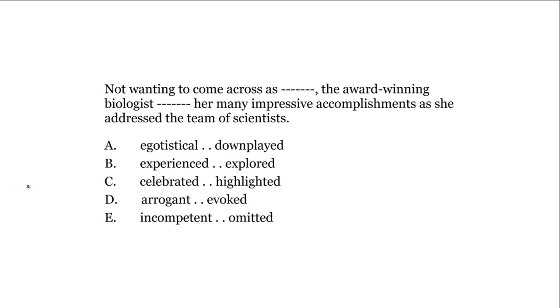Step 1, read the sentence. Not wanting to come across as blank, the award-winning biologist blank her many impressive accomplishments as she addressed the team of scientists. Step 2, underline context clues. Not wanting to come across as blank, the award-winning biologist blank her many impressive accomplishments. Okay, step 3, come up with the tone, but we're going to choose the word blank that we think is easier. I'm going to start with the first word blank, negative tone.